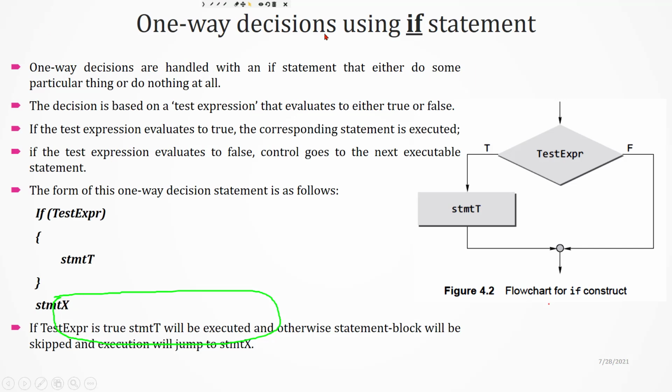So here it is: one-way decision using if statement. One-way decisions are handled with an if statement that either does something or does nothing at all. The decision is based on a test expression that evaluates to either true or false. If the test expression evaluates to true, the corresponding statement is executed. If the test expression evaluates to false, control goes to the next executable statement. The form of this one-way decision statement is as follows.